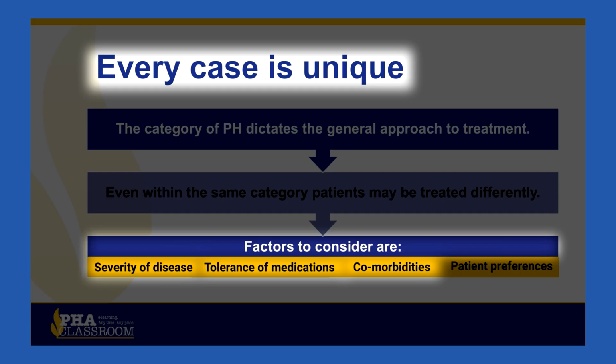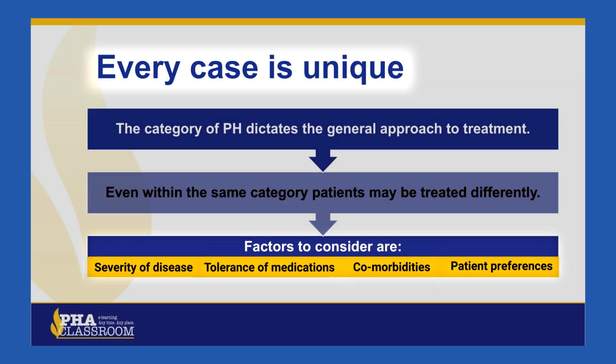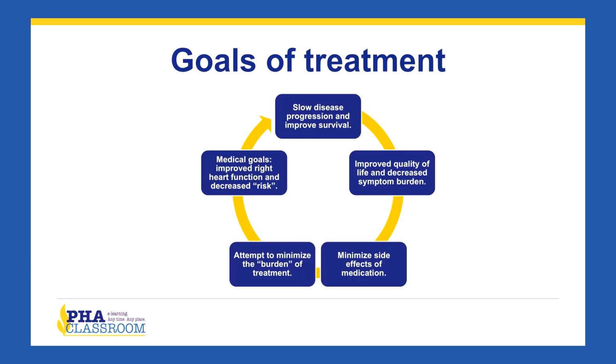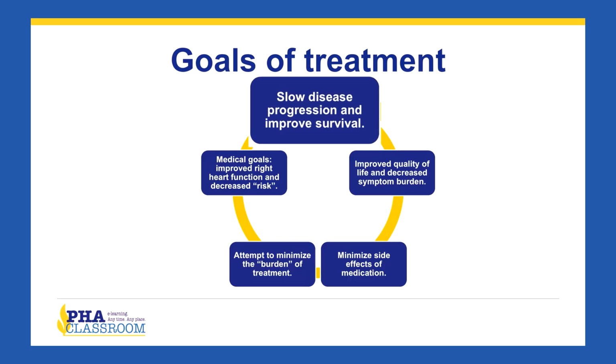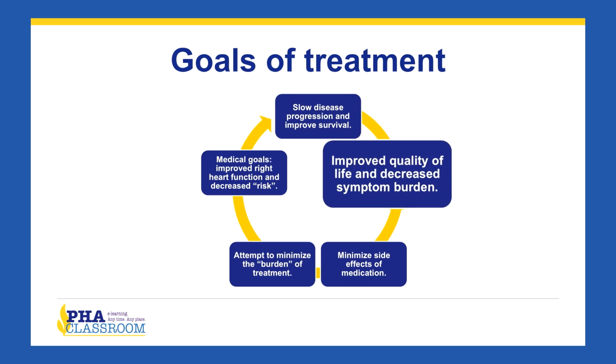And then any decisions made about treatment need to incorporate the patient's opinions and preferences with regard to treatment. So, what are the goals of treatment for pulmonary hypertension specialists? We really want to slow disease progression and make people live longer, but that's not our sole focus. In addition to that, we want people to feel better and function better.